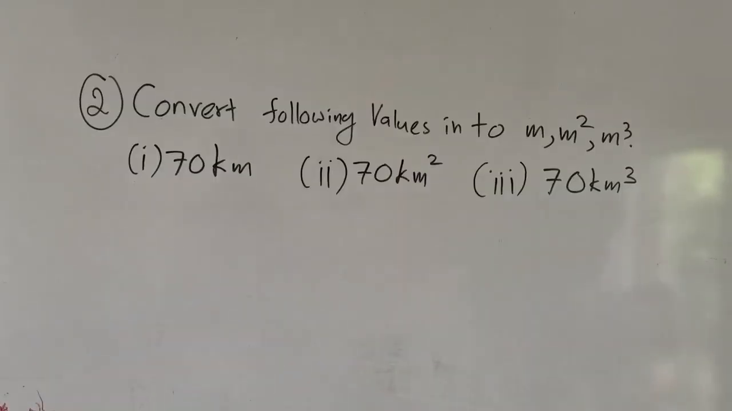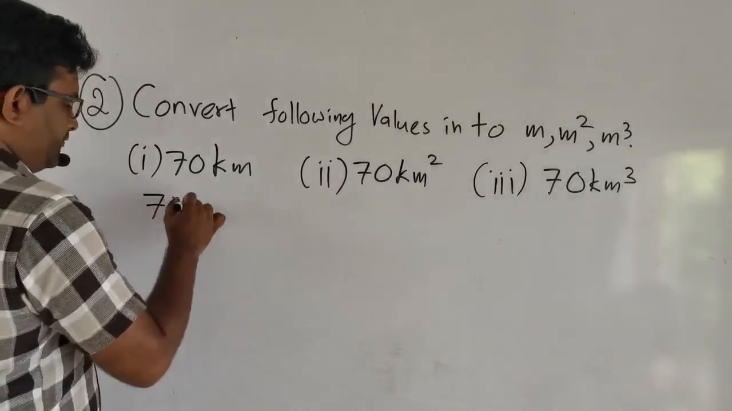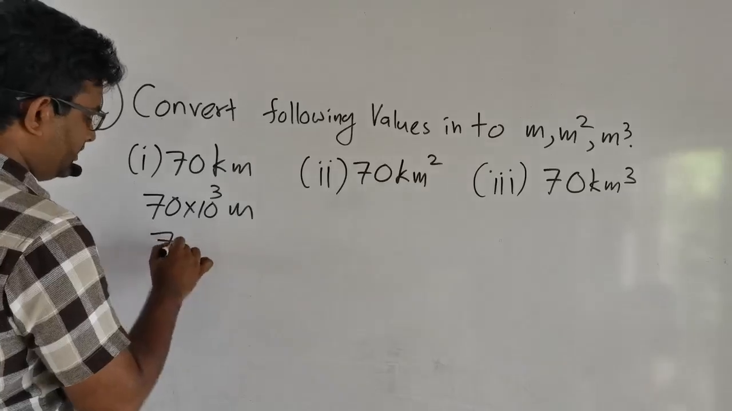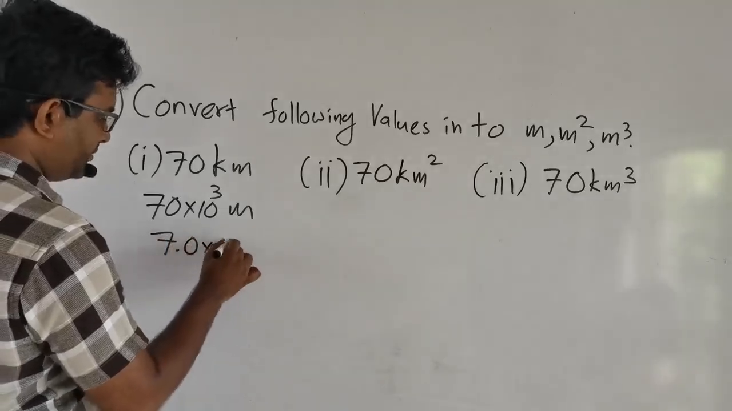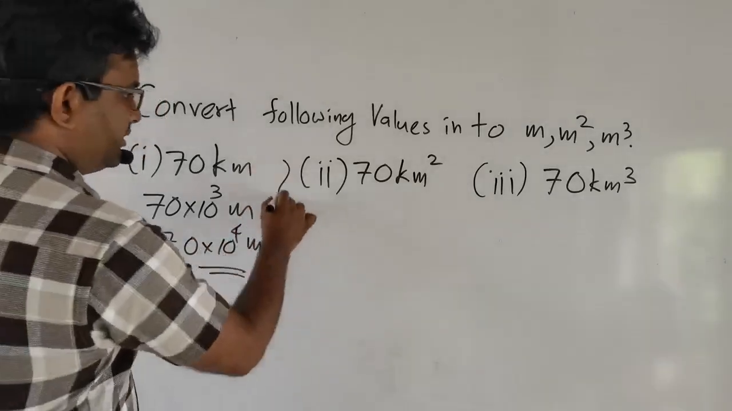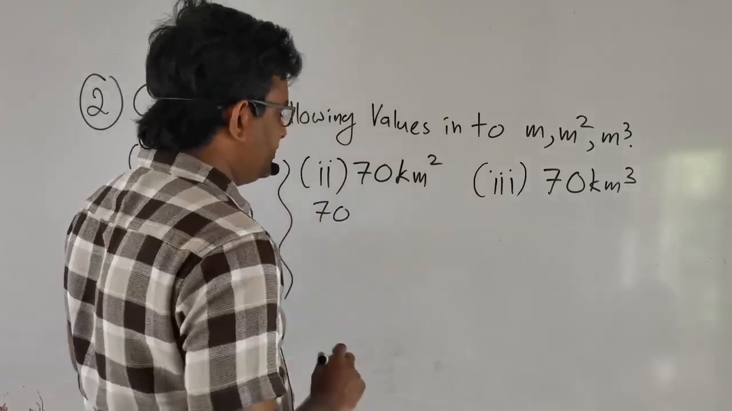Right. Second question. Now 70 kilometers. We can write here 10 to the power 3. Then 7.0 into 10 to the power 4 meters. And next one, 70. Now put here.